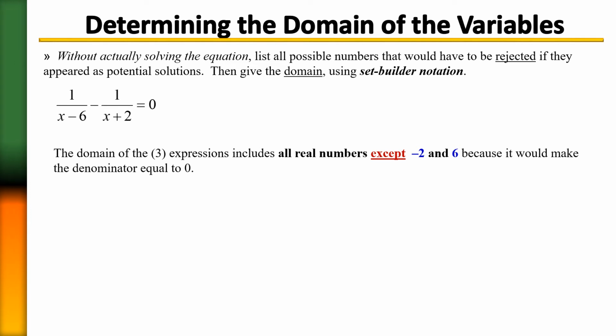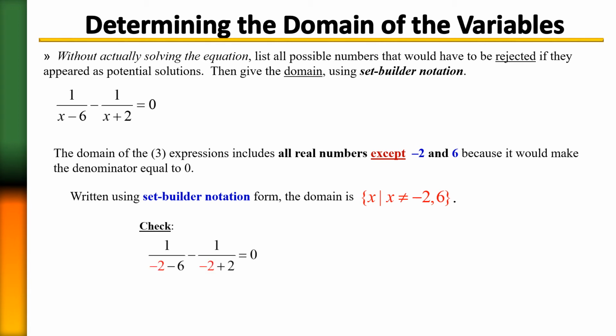So to write that in set builder notation form is basically saying that I can plug in any number for x, all real numbers except negative 2 and 6, and just simply put a comma between the two. So it's still the same. X is such that x can be any real number, but it cannot be negative 2 or 6. Why? Because those two values are the values that, if you were to plug them in, would make the bottom undefined.